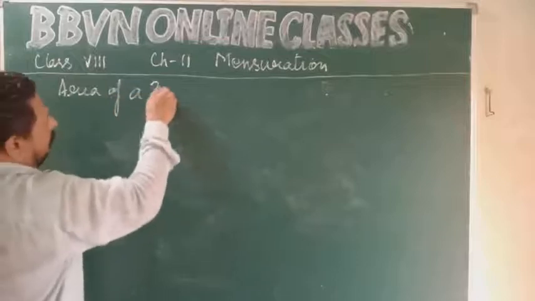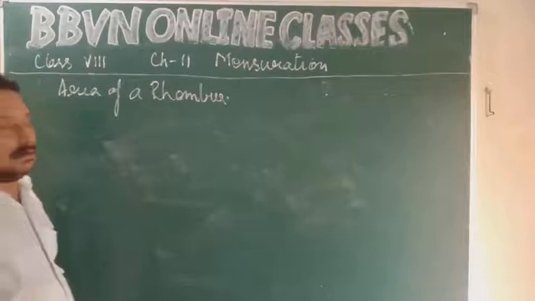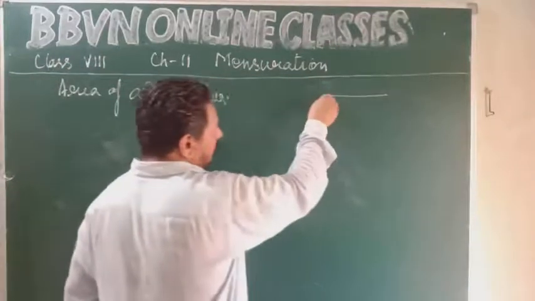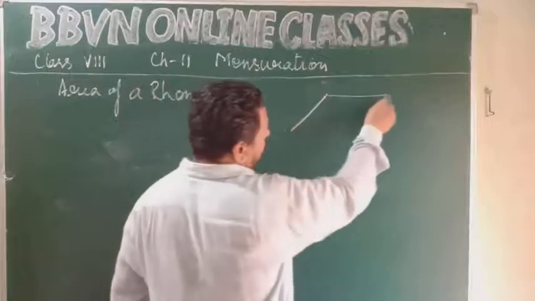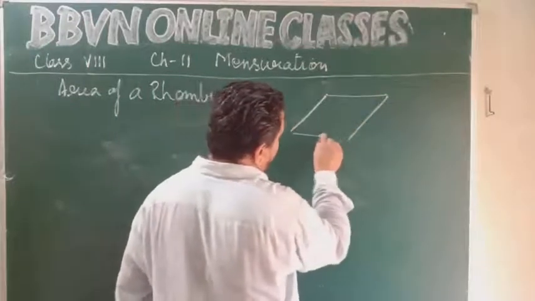Area of a rhombus. Let us understand. I hope you know what is a rhombus. A quadrilateral which has all the four sides of equal measure.